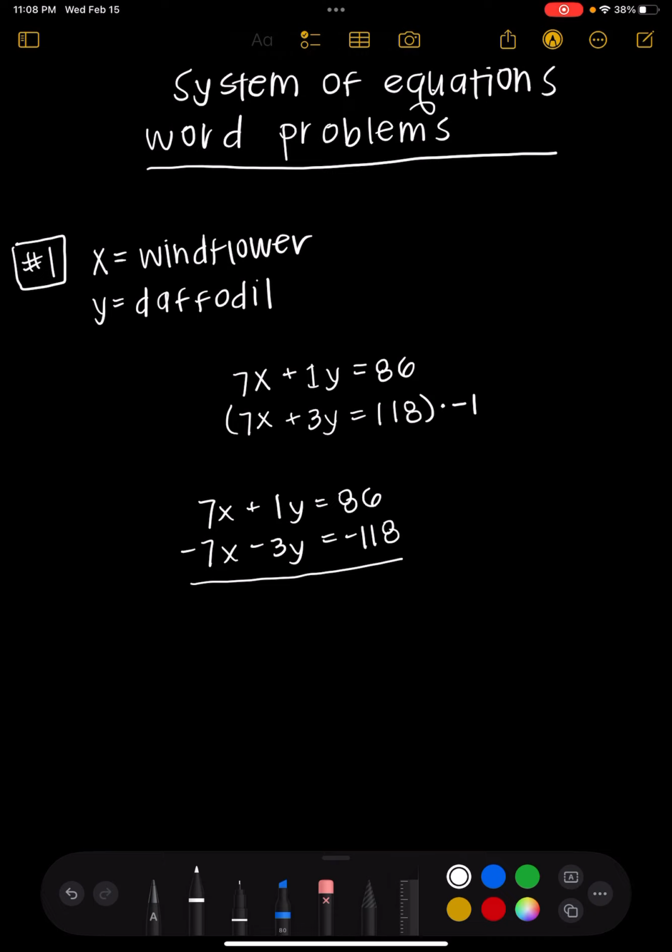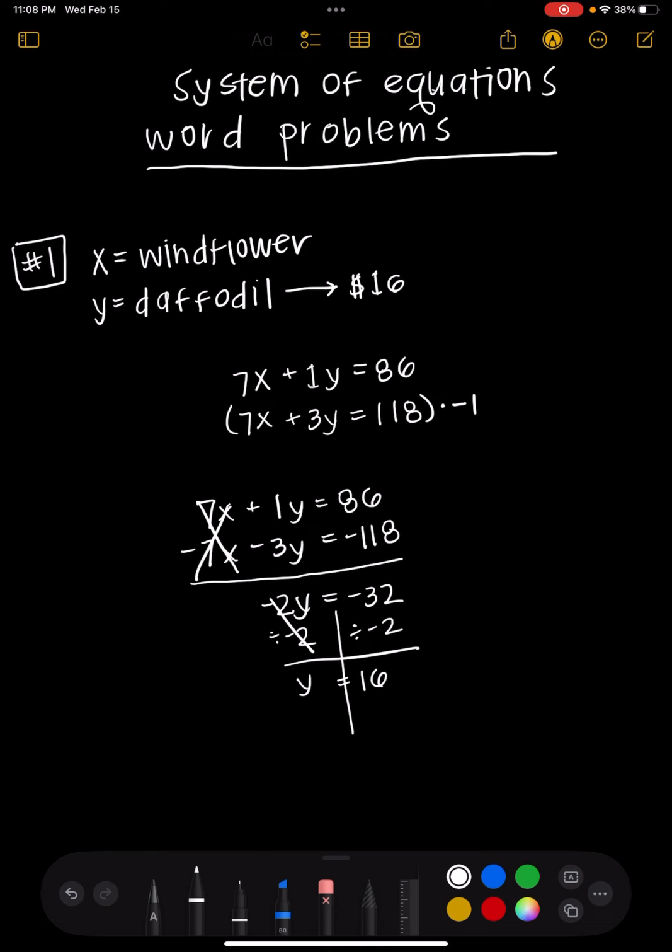The +7x and the -7x cancel each other out. Then for the y's, we have 1y minus 3y, which gives me -2y. And then on the right side of the equation, we have 86 minus 118, which gives me -32. Now I have one equation with one variable, so I'm going to solve for that variable by dividing by -2 on each side. And we end up with y, because the -2 cancel out, is equal to +16, because -32 divided by -2 is +16. What that tells me is that the daffodil bulbs are $16 each, because we decided that Y was for daffodil, so that's $16 each.